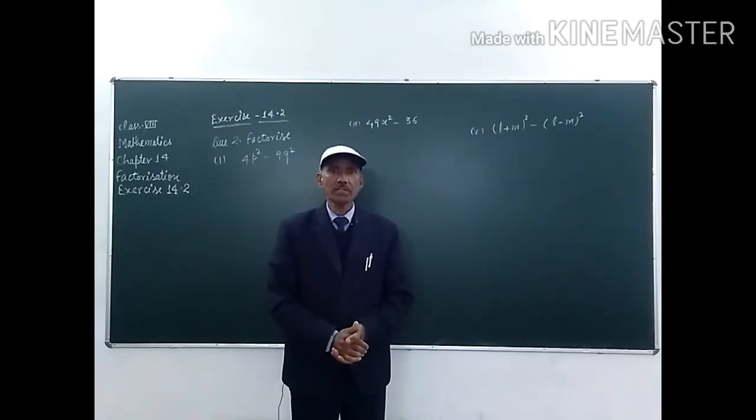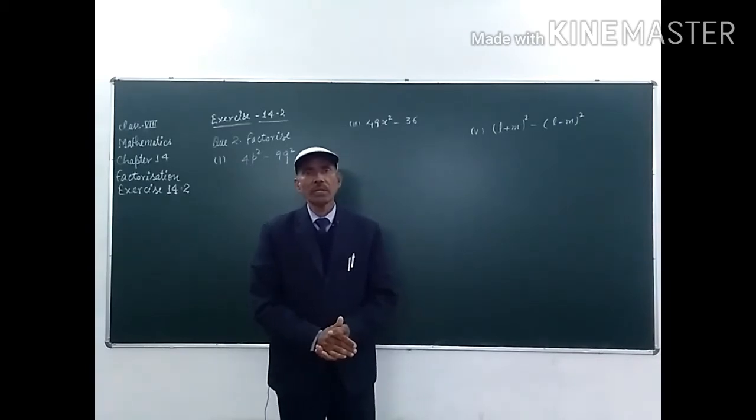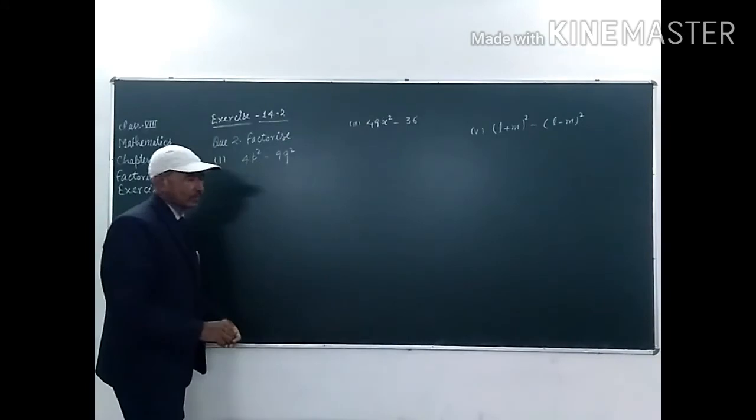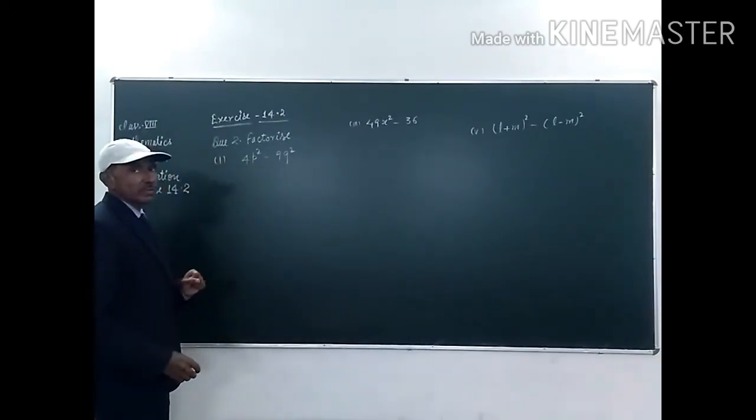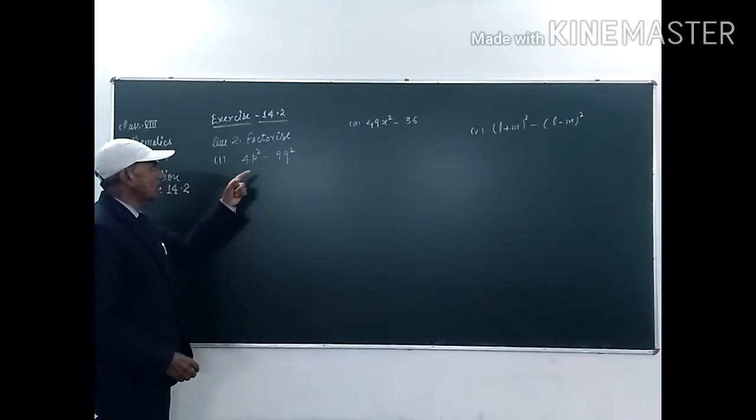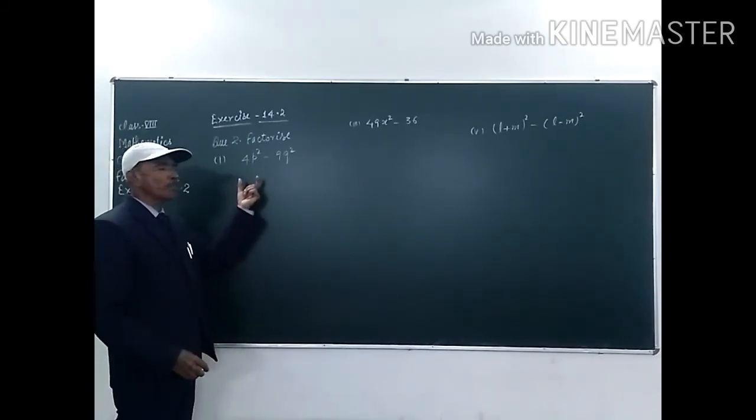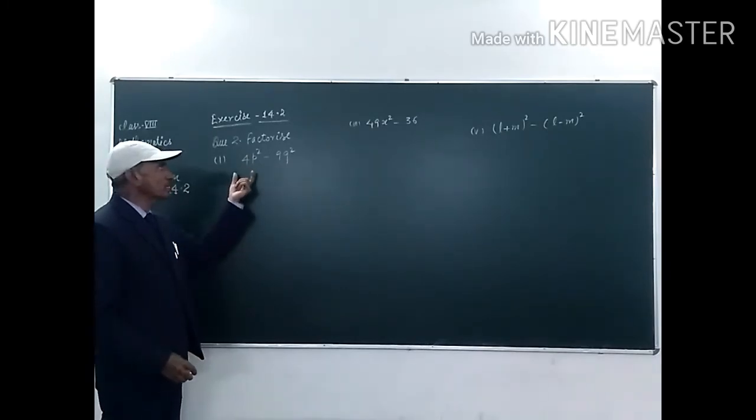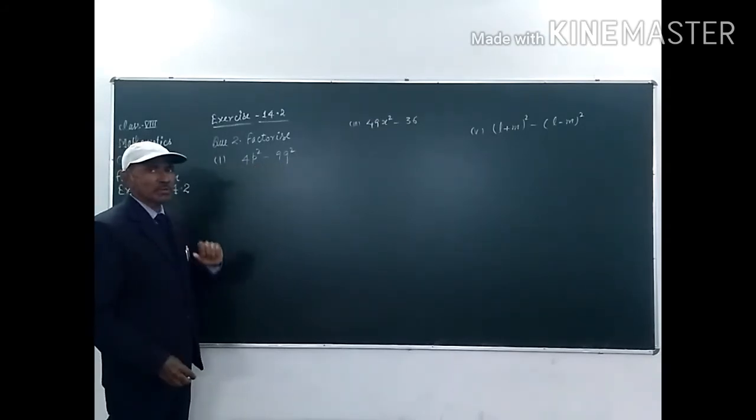In this exercise, students, we have already solved question first. Today we will solve question second of this exercise. This is question number second, and we have to factorize it. The first part of the question is 4p square minus 9q square. Students, we observe that this one is related to a square minus b square.